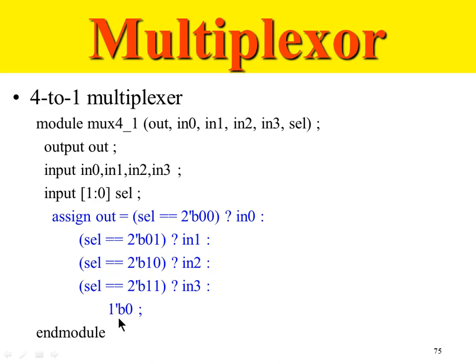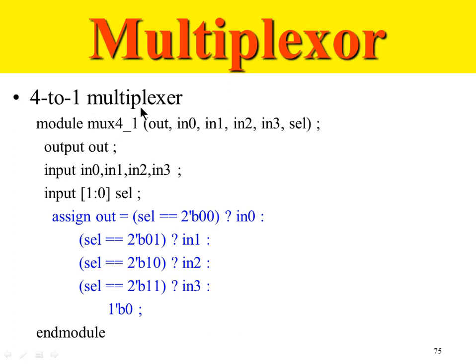Else, by default, there should always be a default in this conditional operator statement. 1'b0, so 1-bit value 0, will go to output. Even though select is a 2-bit number, which can only have 4 combinations, 00, 01, 10, and 11, you should always have a default value defined in this assignment. This question mark and colon, if you remember, is the conditional operator. So we are using a conditional operator along with the continuous assign statement to build this 4 is to 1 multiplexer.